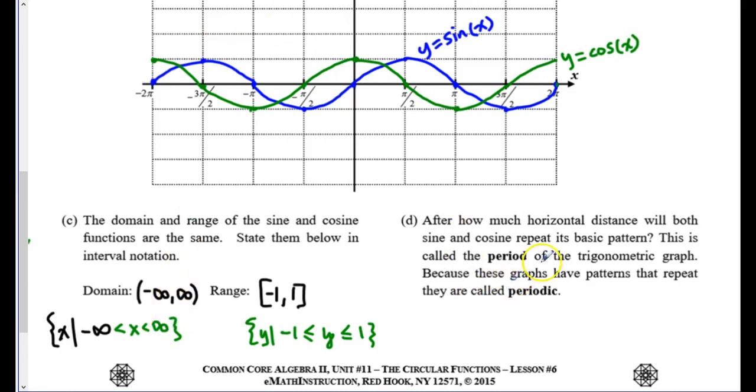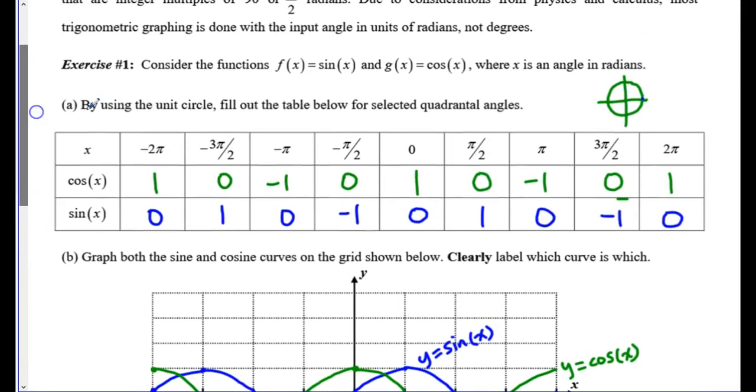Okay, and finally here, it asks for the horizontal distance where the sine and cosine repeat their basic pattern. So I guess one way to think about it is, okay, I'm starting here at negative 2 pi. I go up to 1, back to 0. But I haven't really completed the whole pattern, right? Because I still have to go down, back up, and then it starts back at 0 going up again. So it took 2 pi for it to complete this pattern. Makes a whole lot of sense, right? Because 2 pi consists of a whole trip around the circle.